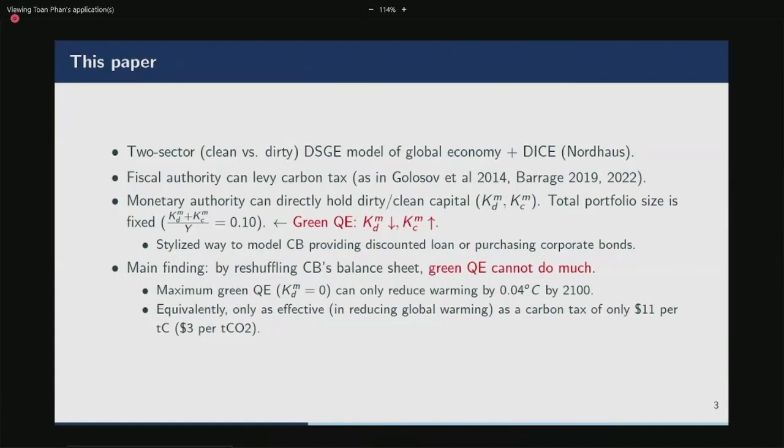The main finding is that by reshuffling the central bank's balance sheet, green QE cannot do too much. Alex pointed out various reasons why. Even going to maximum green QE, which means pretty much shutting down the holding of dirty capital, can only reduce global warming by about 0.04 degrees Celsius by the end of the century in the benchmark calibration. It is equivalently only as cost effective as a carbon tax of roughly $11 per ton of carbon, or $3 per ton of CO2. The relevant benchmark used for the carbon tax in the paper is $50 per ton of carbon. So these are pretty small effects. That's the summary of the paper.